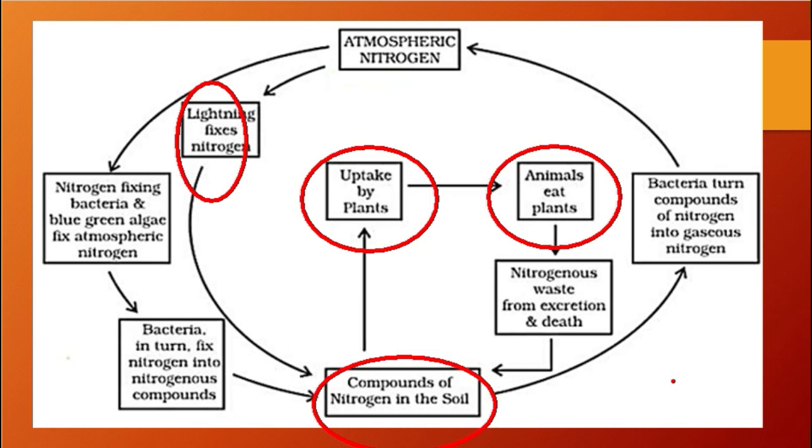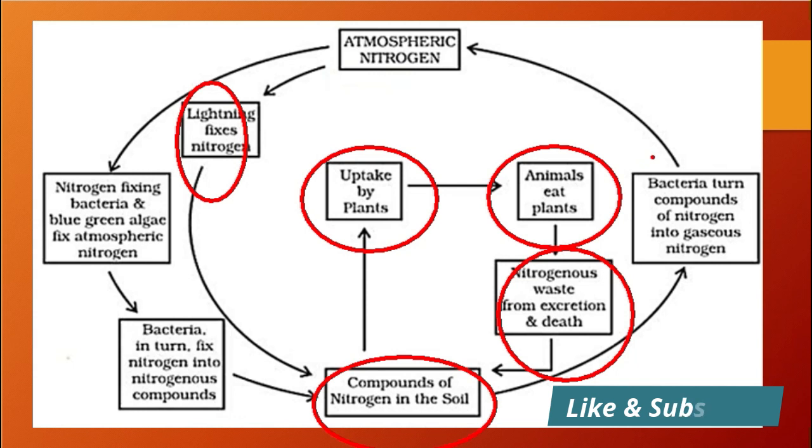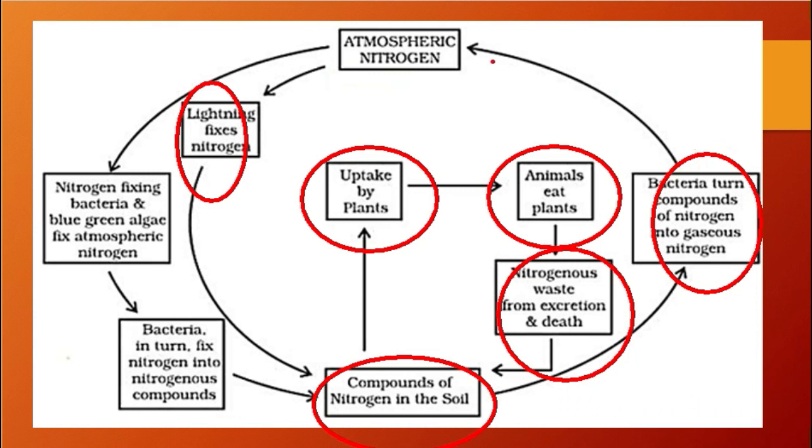And as I said, when animals die, certain bacteria and fungi convert these nitrogenous waste into nitrogenous compounds again, and again some bacteria convert these nitrogen compounds into nitrogen gas, and this nitrogen gas again mixes with the atmospheric nitrogen, and that's how the whole atmospheric nitrogen remains constant.